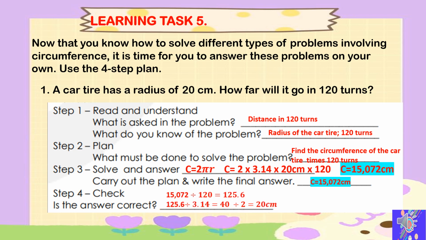Okay, so if we are going to check whether the answer is correct, circumference divided by 120 turns. So, our circumference is 15,072, divided by 120. You will get 125.6. And 125.6 divided by 3.14, which is our pi, the answer will be 40. And then, the radius is 20 centimeters, so we divide 40 by 2, so the answer is 20 centimeters.